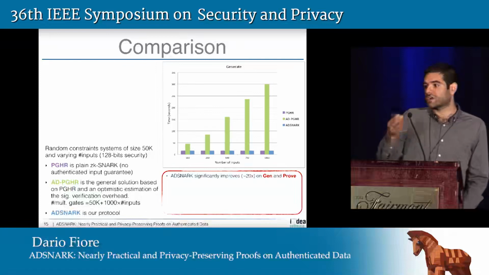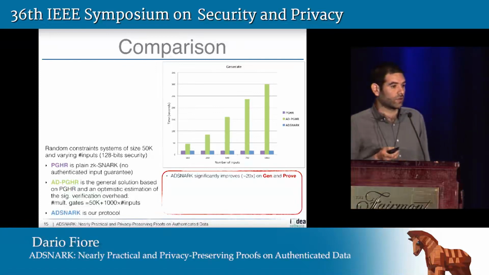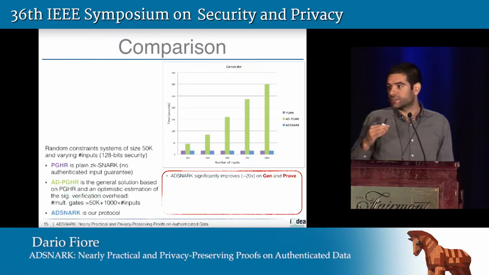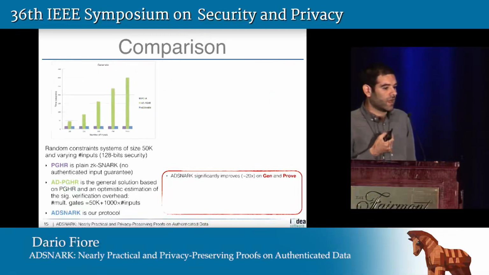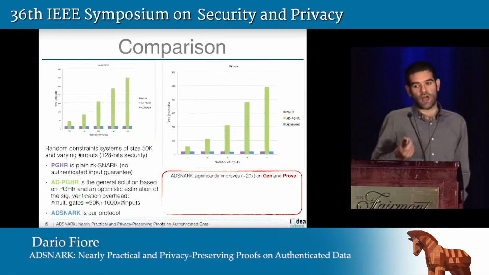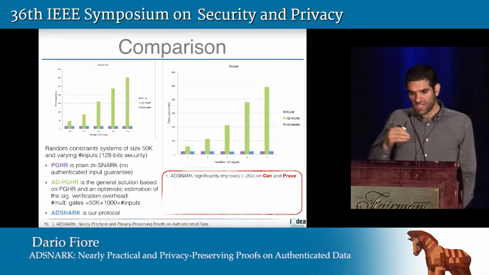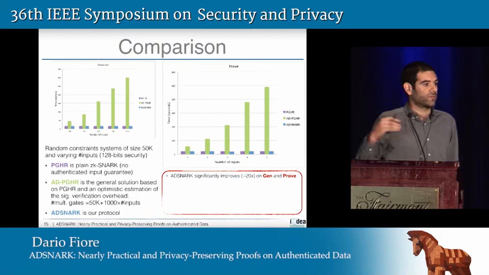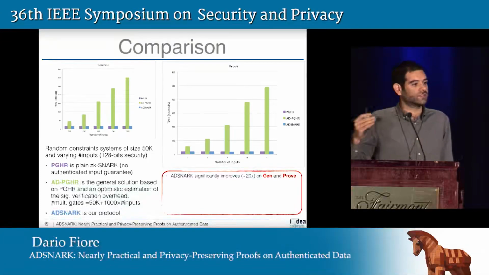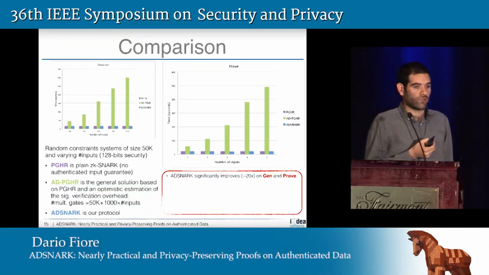In the first graph, I'm showing the running time of the key generation algorithm. You see that already the generic solution is not scaling very well for a growing number of inputs. A similar behavior happens with the proof algorithm. Here, basically, our solution is performing as well as the plain zero-knowledge SNARK that does not give you any authenticated correctness guarantee.